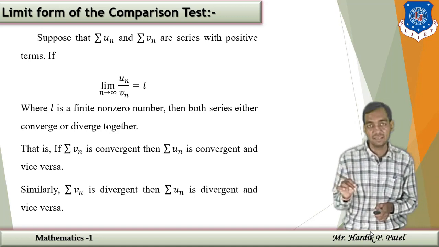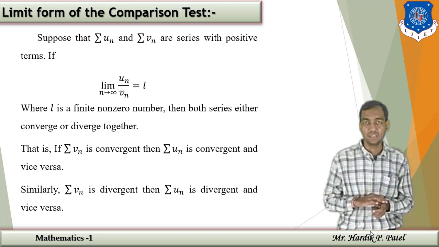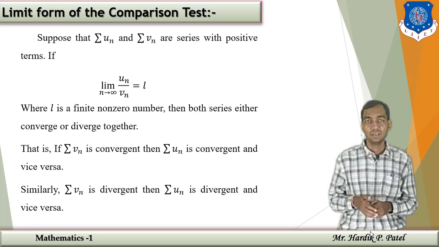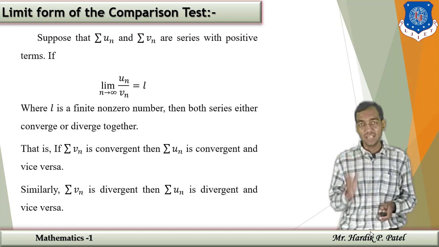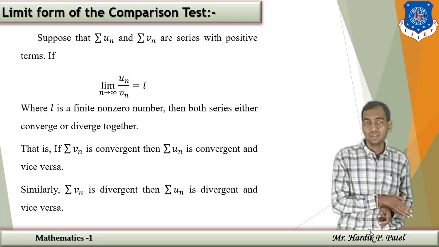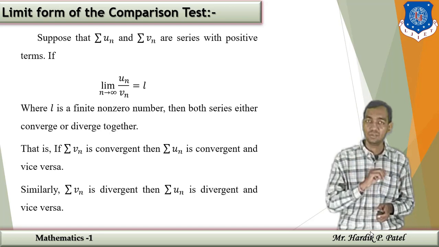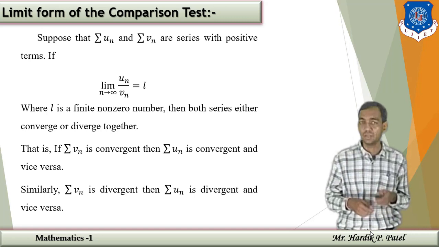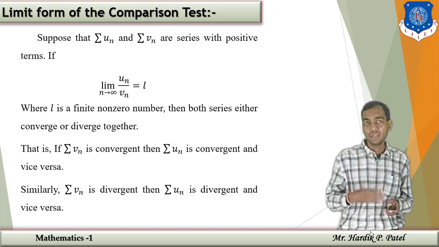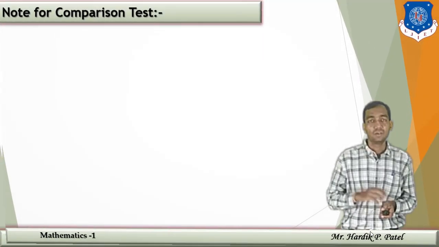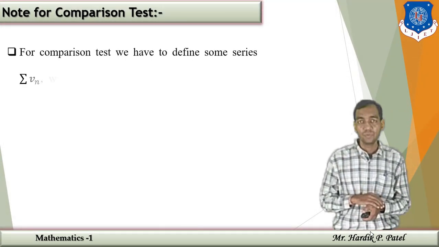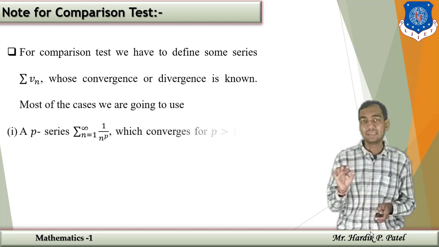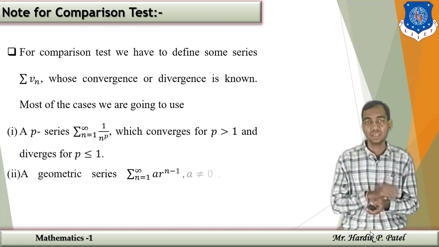Then both series are going to converge or diverge together. That means both are going to be convergent or both are going to be divergent. So if sigma Vn is convergent, then sigma Un is also convergent, and if sigma Vn is divergent, then sigma Un is also divergent. Now you have to choose Vn yourself for the comparison test, correct? So in the limit comparison form, we are going to start with some simple simplification of the original un.